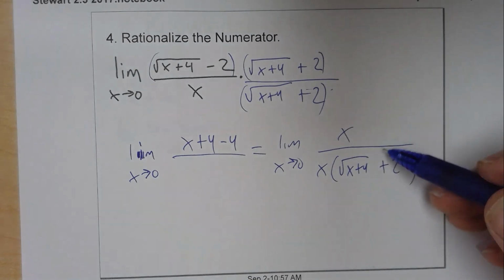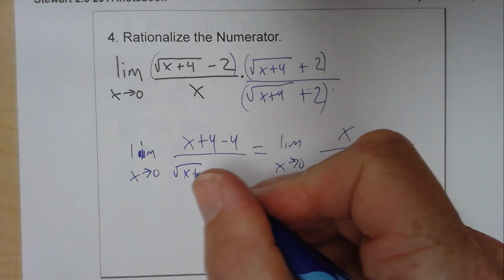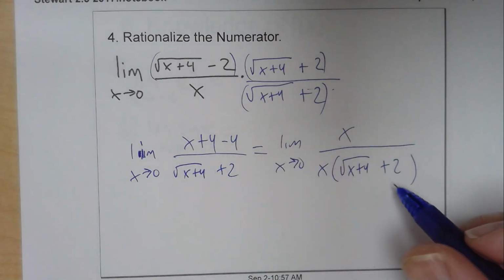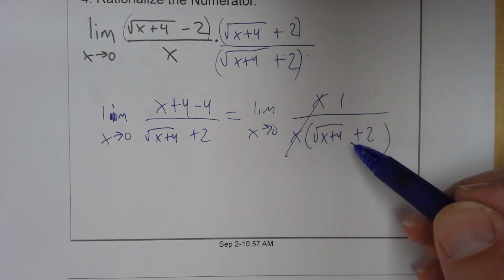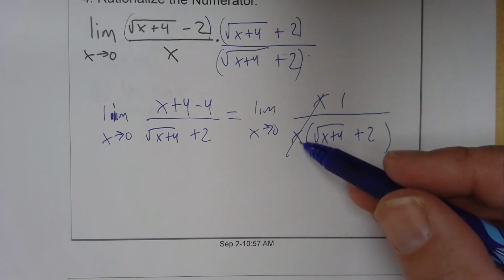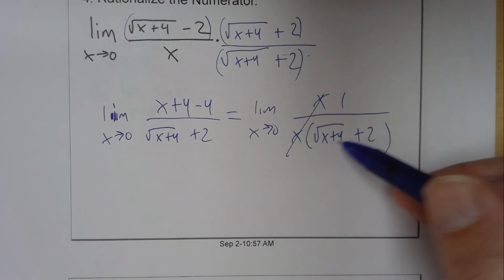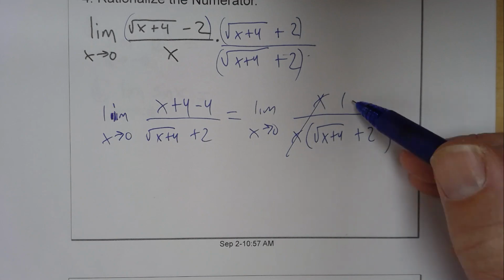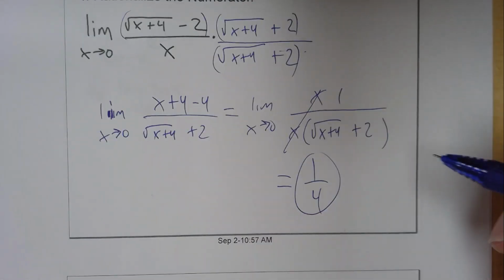Well, then you can see what happens here. That x cancels out. There's a 1 left there, right? Now you can plug it in, because the division by 0 is gone, because that x went away. So put 0 in there, and that's the square root of 4, which is 2, and then plus 2 is 4, and then there's that 1 on the top, so the answer is 1/4.